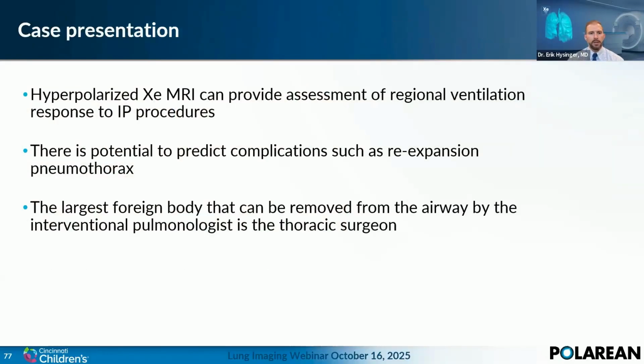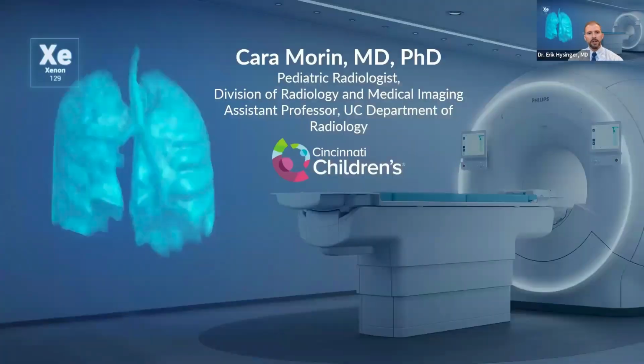But from an IP standpoint, I think there are several options for us to learn from Xenon with regards to regional ventilation about how we're going to guide our IP procedures, either for dealing with stenoses or obstructions, or also trying to do lung volume reduction. We did not get into this, but there are going to be some implications from the ADC in particular about dealing with the problems with expansion pneumothorax. And the whole goal of all this is to remove the largest foreign body that can be removed from the airway, which is the thoracic surgeon. I think that's all I've got.